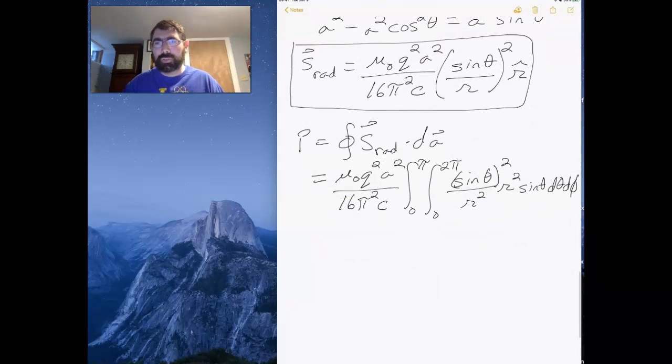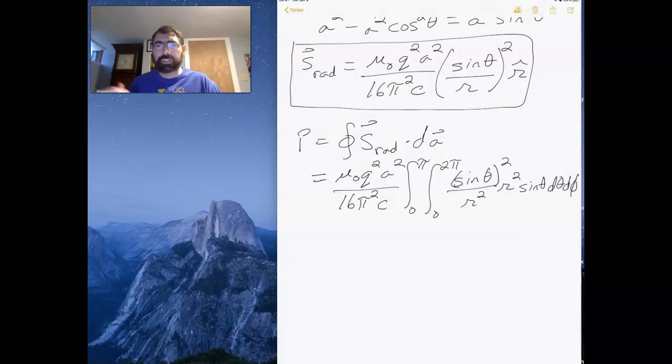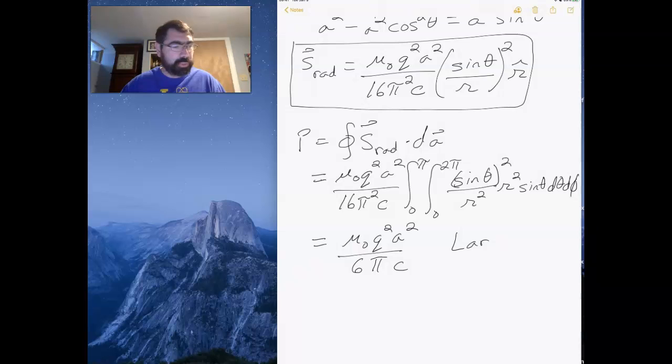You have to integrate over 2 pi over phi and integrate over sine cubed. And in the end, what you would get is mu 0 q squared a squared over 6 pi c, which is the Larmor formula that we derived before. Okay, so we got it by either the general form of an arbitrary source, or you can get it from a point charge, which is now moving.